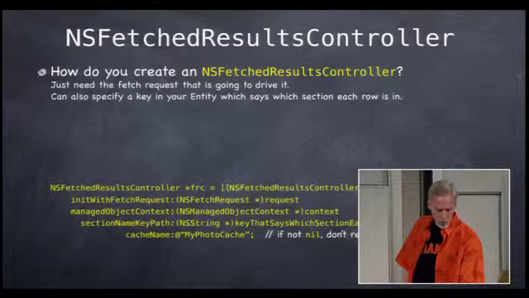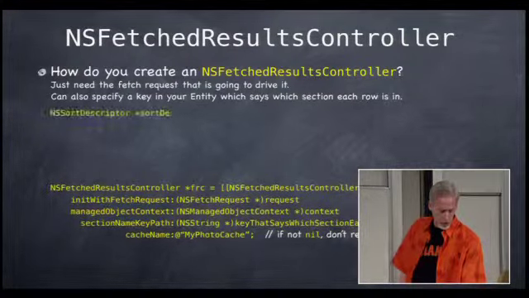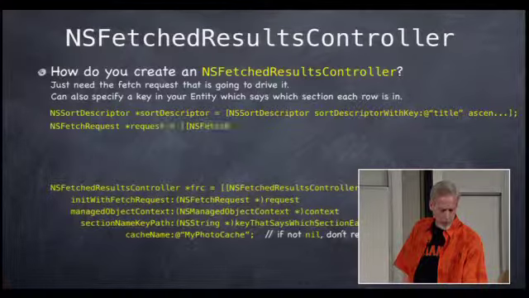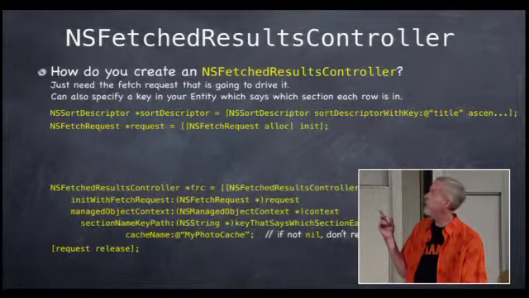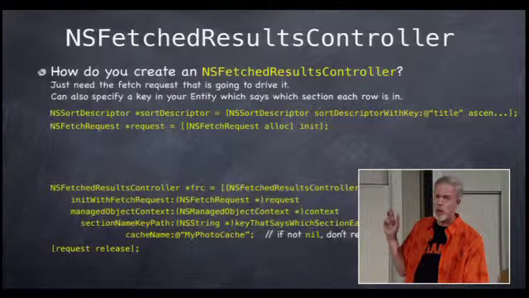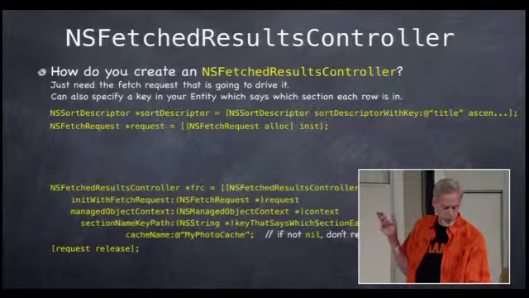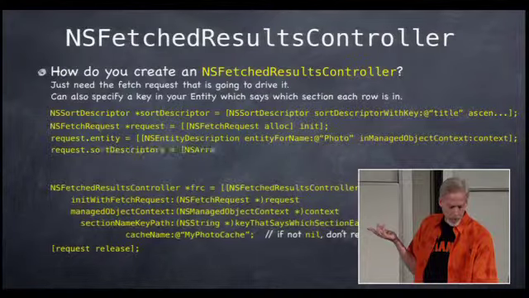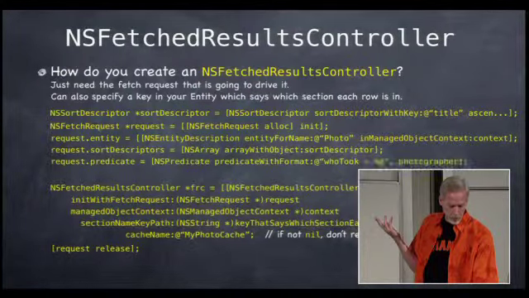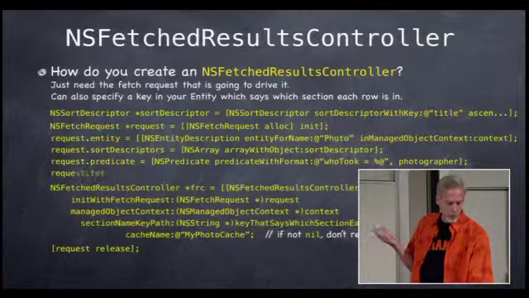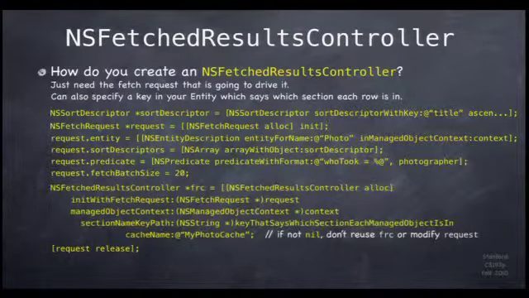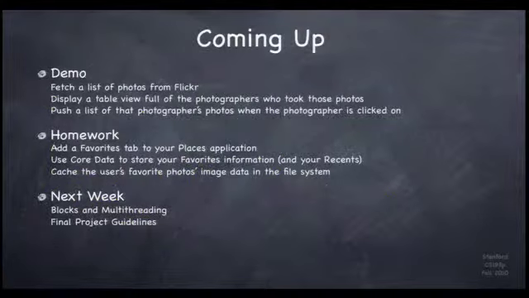Okay, so that's our fetch results controller. How do we create the arguments to it? Here's a sort descriptor. I'm going to sort by title. And here's a fetch request. I'm going to release it because once I pass the fetch request off to create the fetch results controller, I don't need my request anymore. I set my request entity to Photo, set the sort descriptor to that sort descriptor, do my predicate whoTook equals, and set my batch size to 20. Voila. So that's pretty much the entire code that you need to create a table view that will search for all the photos that were taken by a certain photographer. Okay? And that's what we're going to do today in the demo.